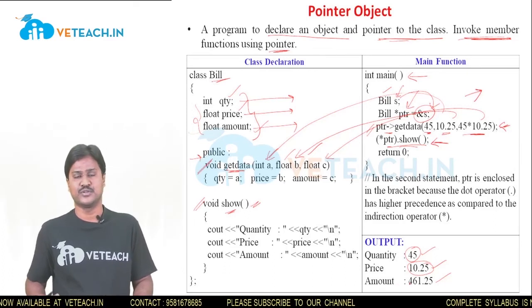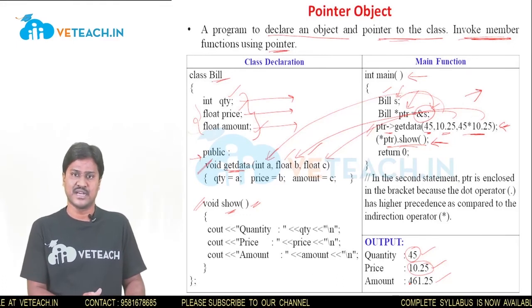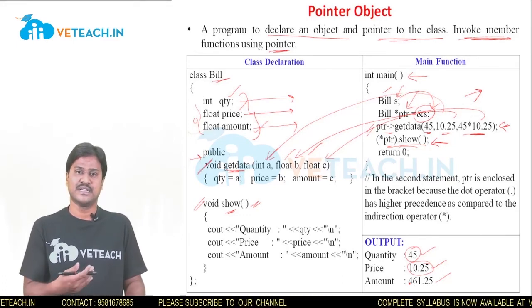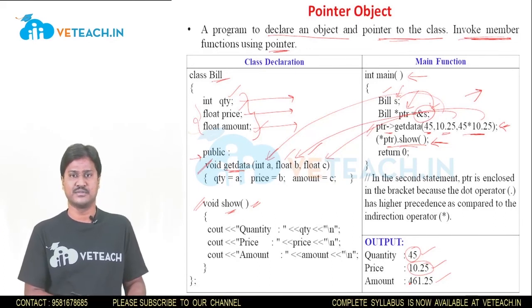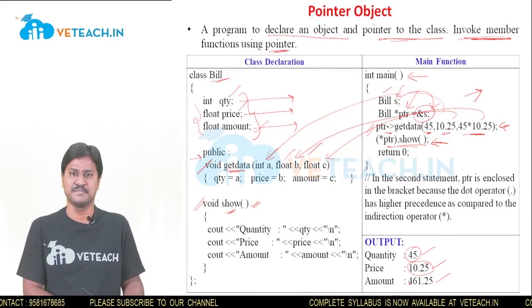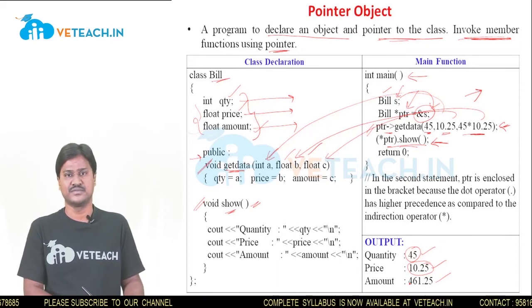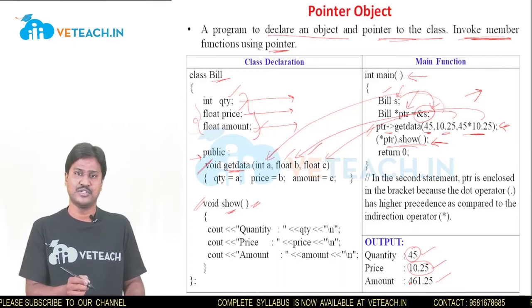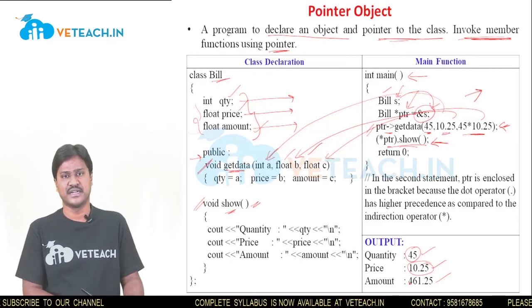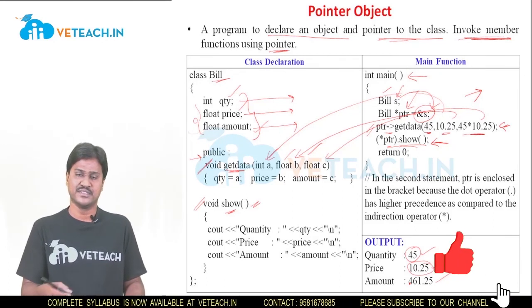What we learned in this topic is how to declare a class, how to define a pointer and a normal object of a class, how to assign the address of the normal object of the class to the pointer object of the class, and how to invoke the class member functions getdata and show using the pointer object in two different scenarios.